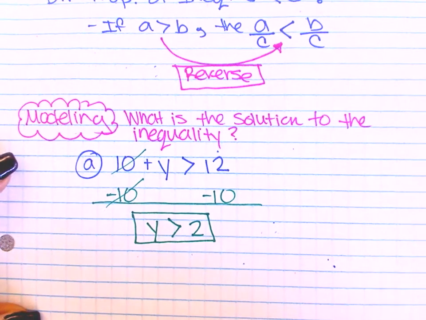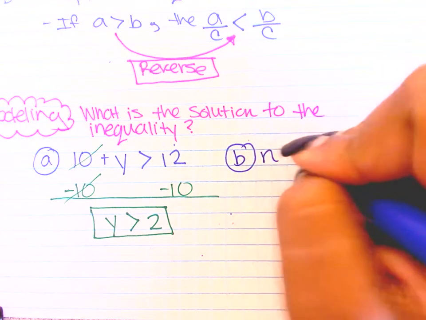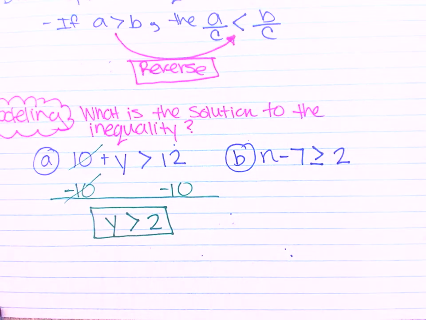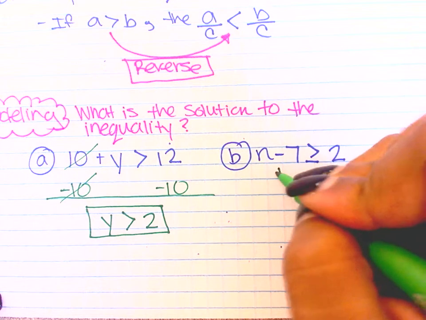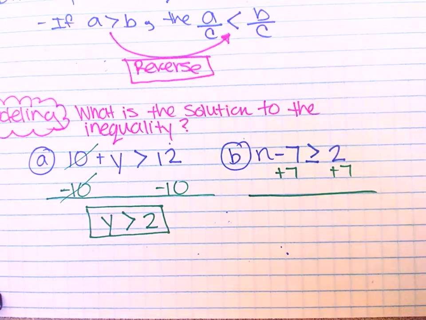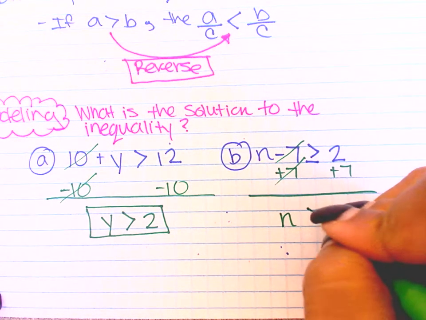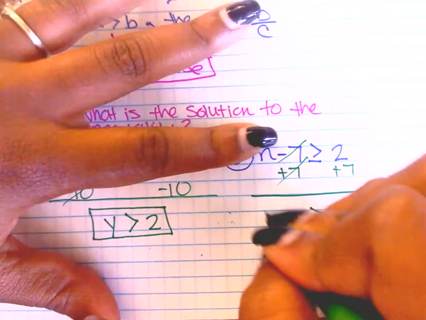Okay, let's try another one. Let's try B over here. n minus 7 is greater than or equal to 2. So I think to myself, I need to get n by itself. So I'm going to add 7 to both sides and draw my line under. Now I know negative 7 and a positive 7 cancel each other out, so I'm left with n on the left side. My sign is greater than or equal to, and 2 plus 7 is 9. That's my answer.